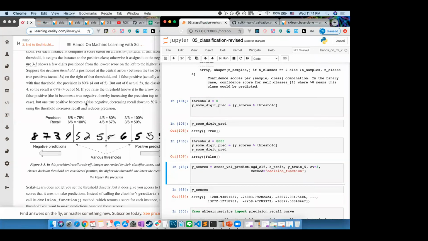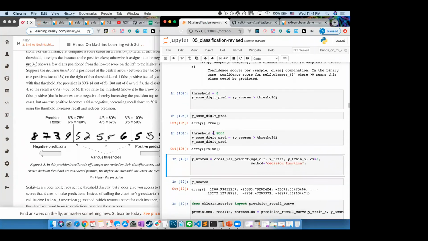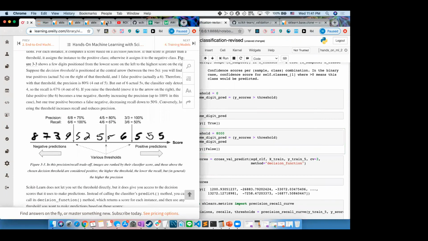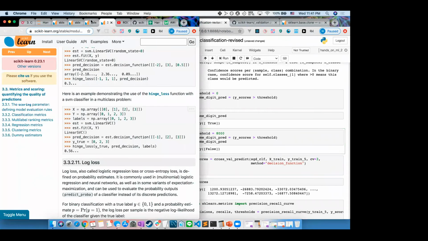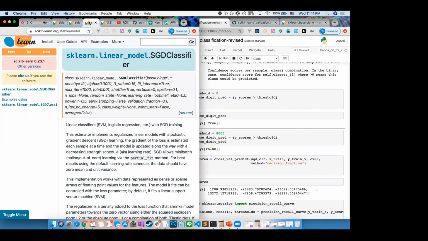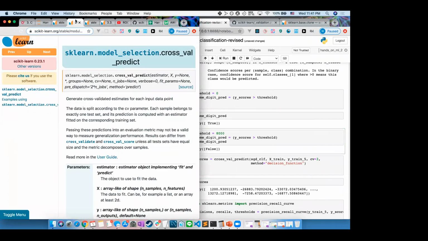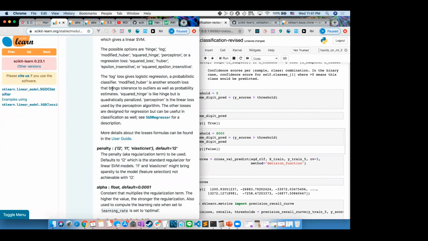Great. Thank you, Joseph. And in this case, the threshold is 8,000. What does 8,000 mean? I looked it up. Oh, it's not raw probabilities then. It's just a score. So the classifier is outputting a score. Yeah, okay. It's a confidence score.